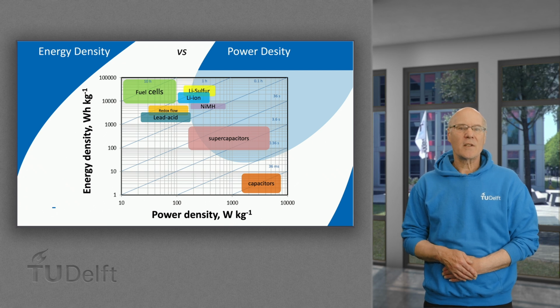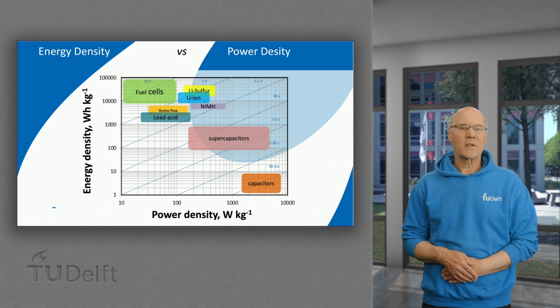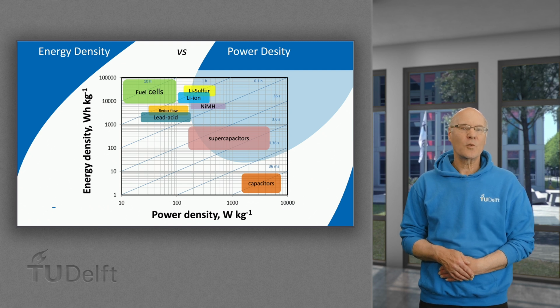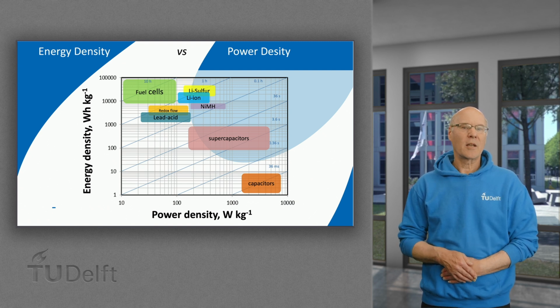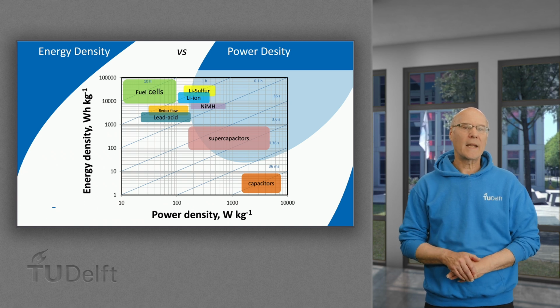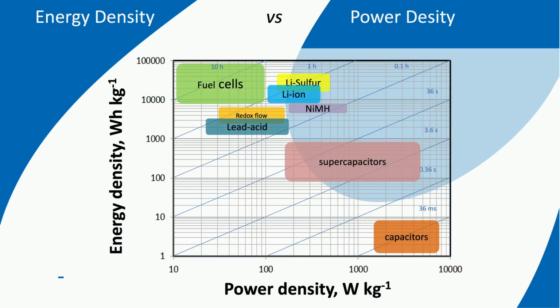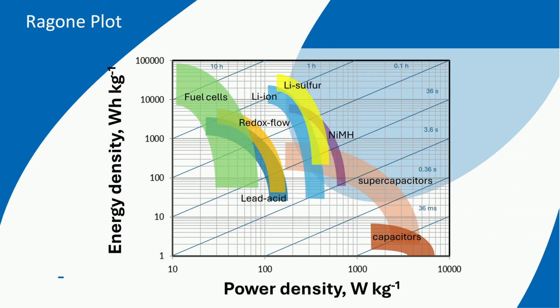Such an energy density versus power density diagram shows how fast the system can be discharged to provide power. A capacitor may work in seconds, whereas batteries work in hours. These diagrams are usually called a Ragone plot. This plot shows the energy density against the power slightly differently.